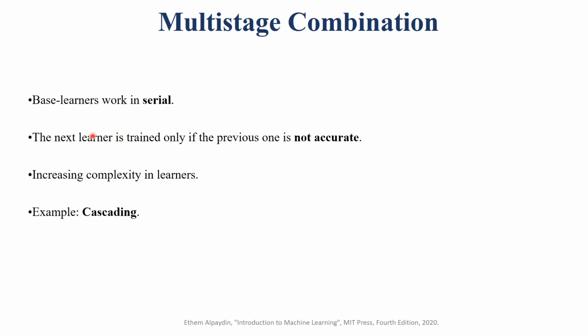Multi-stage combination. Here, the base learners are working in serial. The next learner is trained only if the previous one is not accurate. So increasing complexity in learners, for example, cascading.